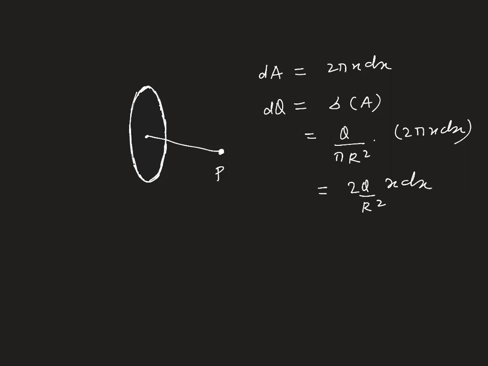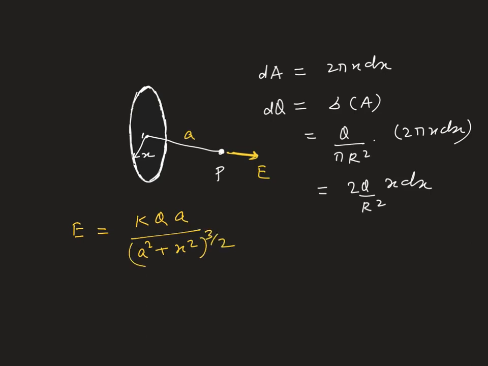Now we all know the result for field due to a ring. What is the result of field due to a ring? The field for a positive charge is along the axis of the ring, and its value is kq. Let's say this distance is something, but we don't know what the distance is, so let's call this distance a, and the radius of the ring was obviously x. So the electric field due to a ring was kq a upon a squared plus x squared power 3 by 2.